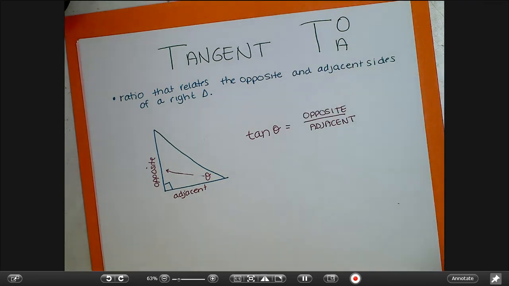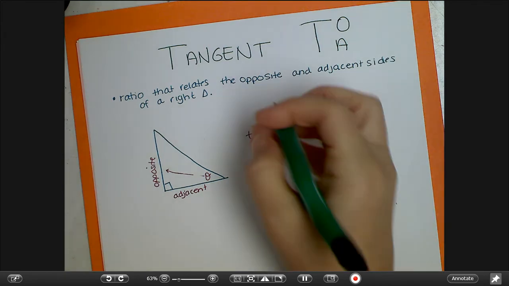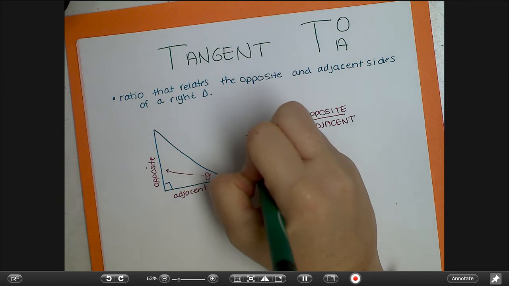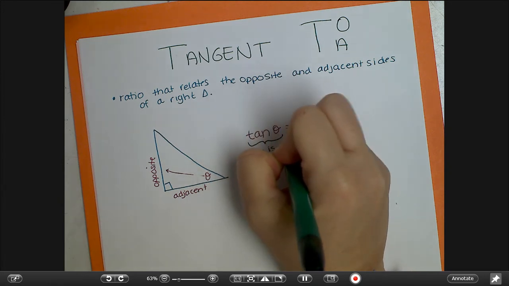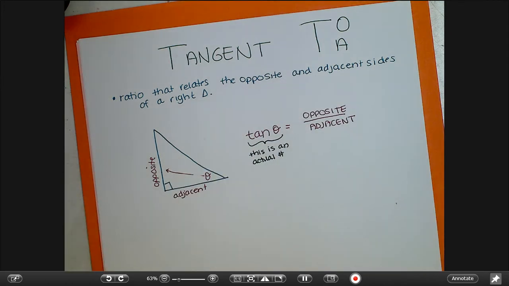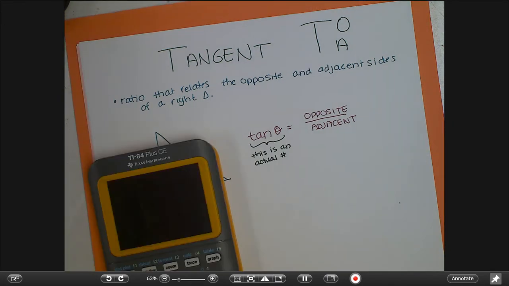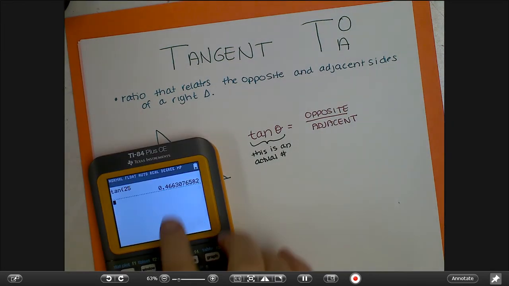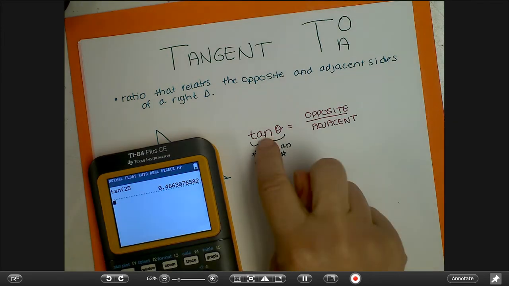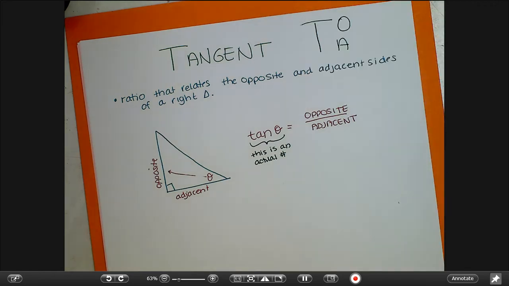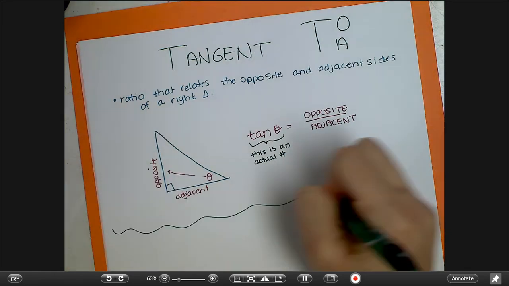Now, something to be super duper aware of is the fact that this is a number. It's an actual number. I'll show you with my calculator real quick. If I type in tan 25, it gives me a number. So it's not like you can break this apart. It stays together. All right, so let's show you how to use it a little bit.